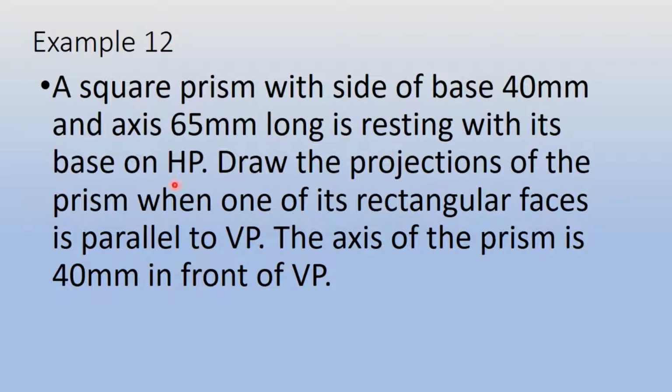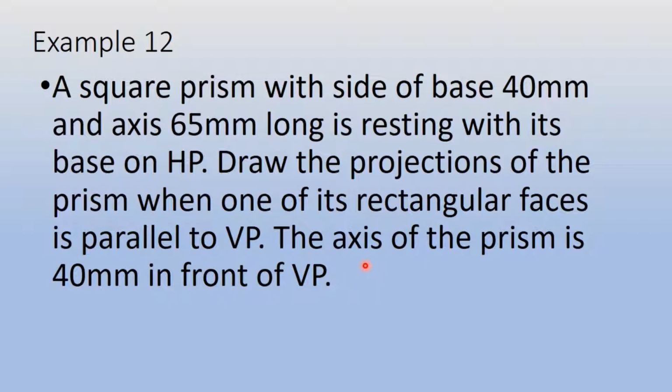And it is resting on the horizontal plane with its base. That means it is directly standing on the HP. And we have to draw its projections when one of its rectangular faces is parallel to VP. So this is one more point. And also the axis of the prism is 40 mm in front of VP.